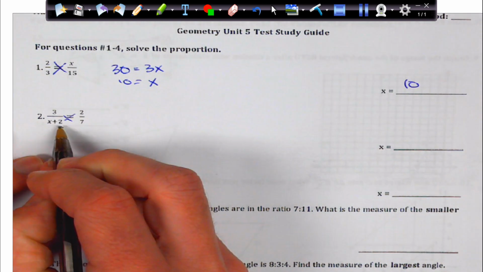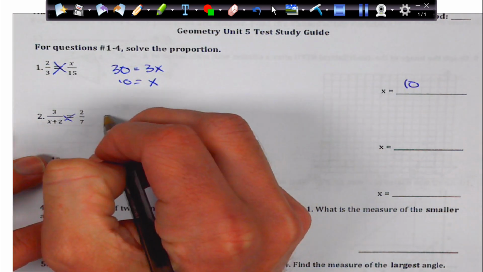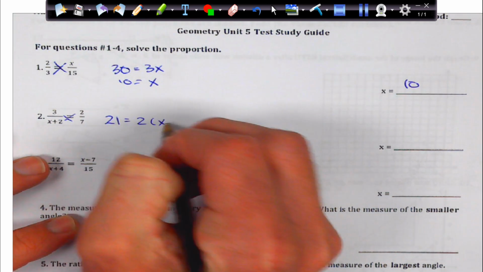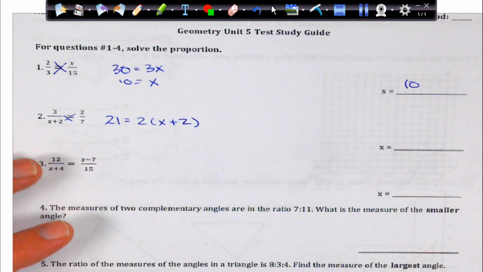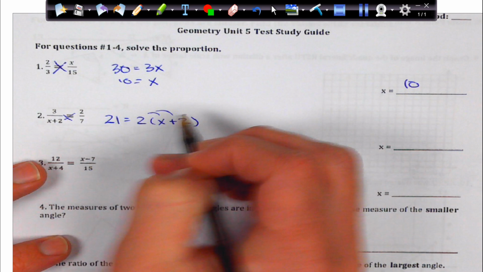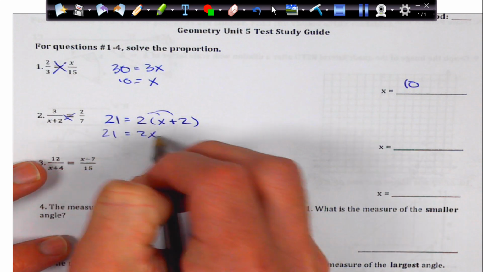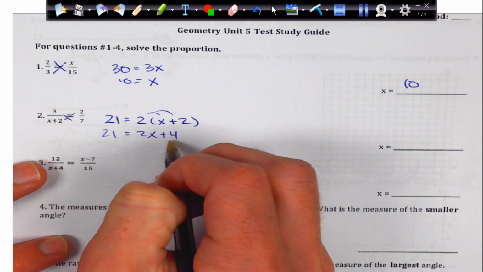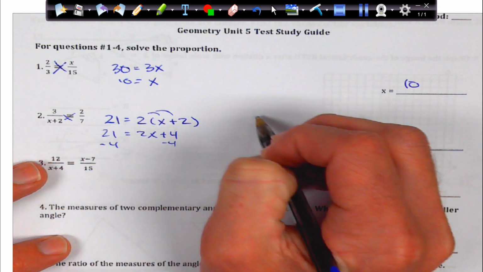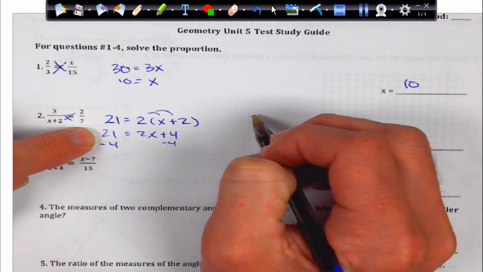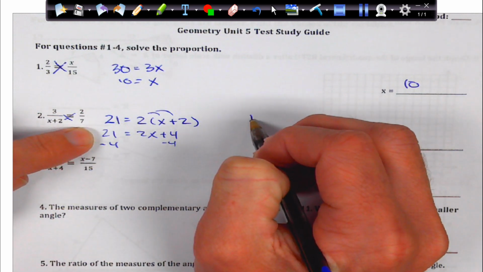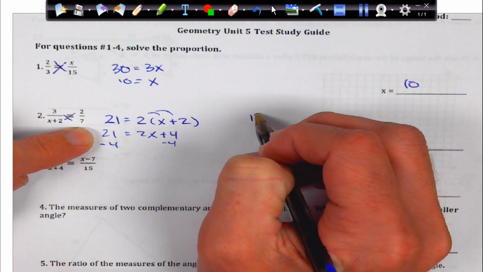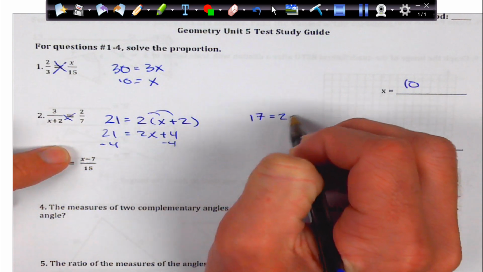On these, we have to make sure we distribute, so it's going to be 3 times 7, which is 21, and then sometimes it's a good idea just to write it out. And we distribute the 2, and we get 21 equals 2x plus 4. We're going to subtract the 4 on both sides to get, I think that's going to be, what, 17 equals 2x.